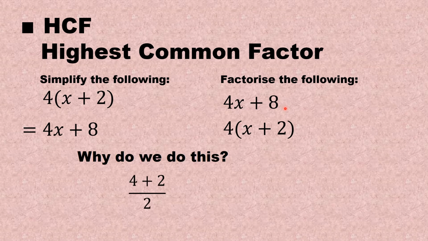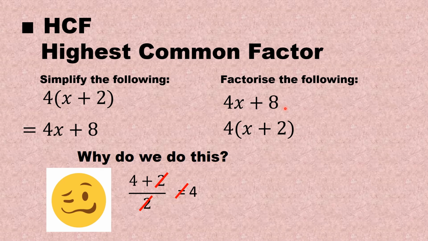So if I say to you 4 plus 2 divided by 2, please, people, if you've got two terms on top of that fraction, you cannot just say, oh, the 2 divided by 2, that cancels out, and my answer is 4. Because indeed, 4 plus 2 is 6. 6 divided by 2 does not give you 4, but it does give you 3. Okay, so you cannot do that.